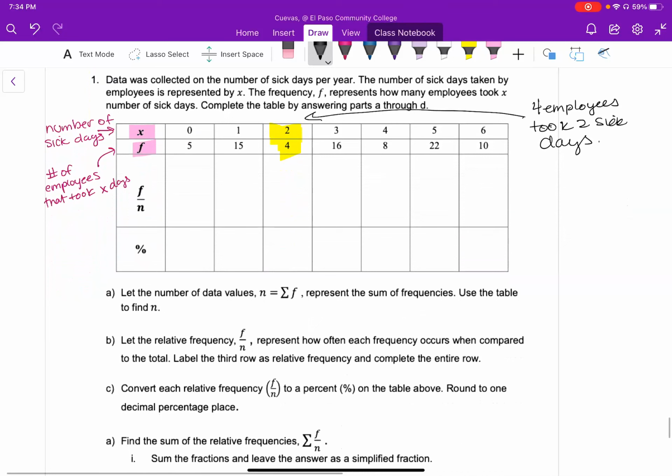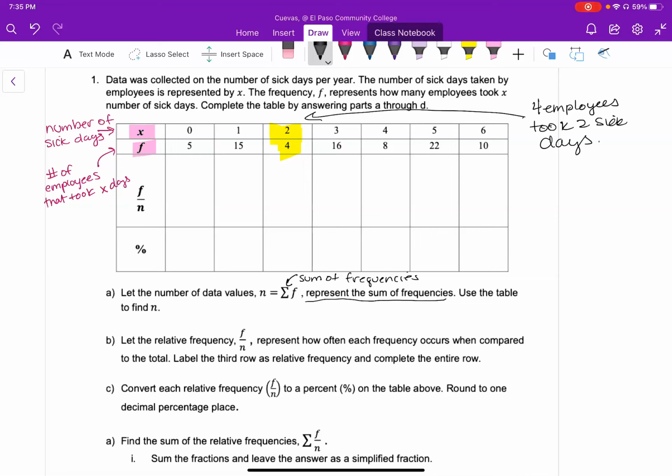We're going to finish filling out the table. It says, let the number of data values n be equal to the sum of the frequencies. Right, so you have to remember how to read this. This is the sum. So it says n is the sum of frequencies. And not only do you know how to read it because you just learned what the symbols are, it also usually tells you in the sentence.